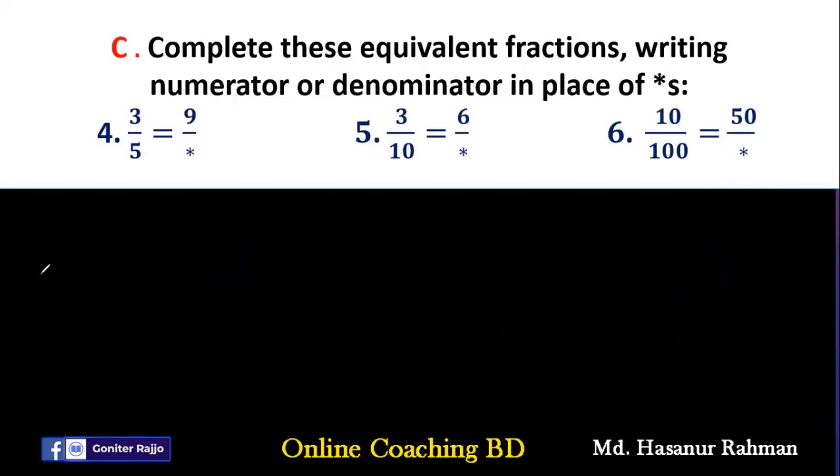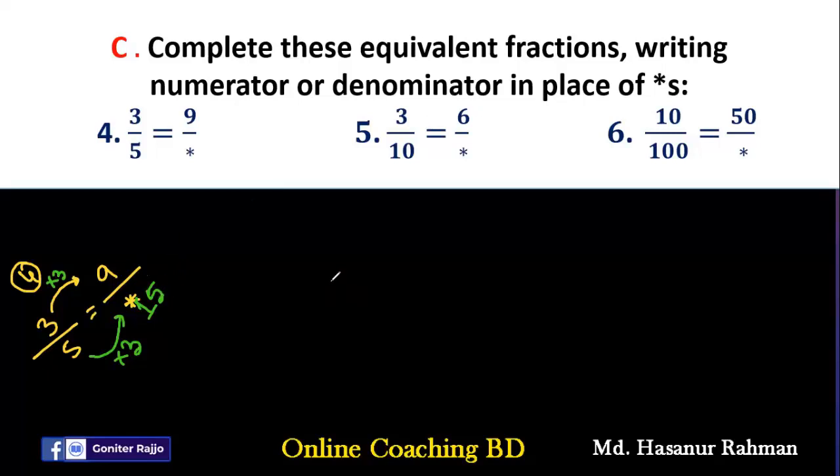Now number 4. Number 4 says 3 by 5 equals 9 divided by star. So how can we solve it? We have to find the equivalent fraction and find the missing number. Look at 9. If we multiply this 3 by 3, it will be 9. That means if we multiply this numerator by 3, we have to multiply this denominator by 3 also. So the answer will be 5 threes are 15. Very simple. So 9 by 15 will be the final answer. So the missing number is 15.